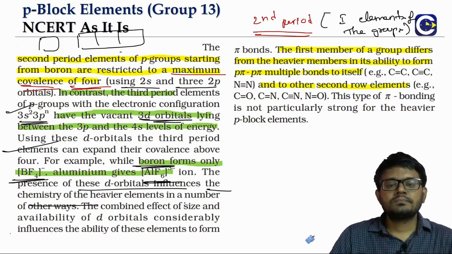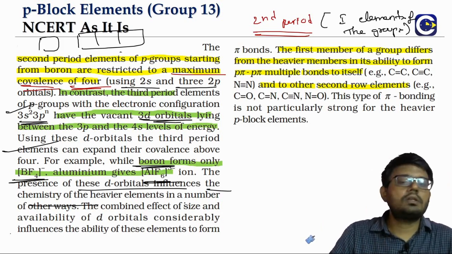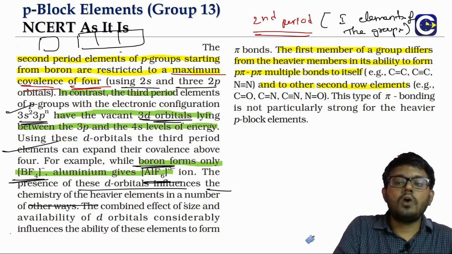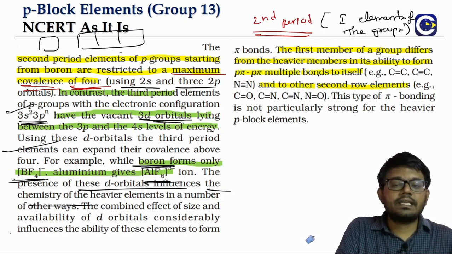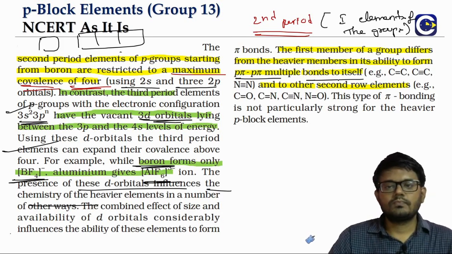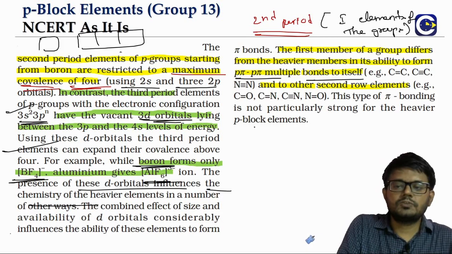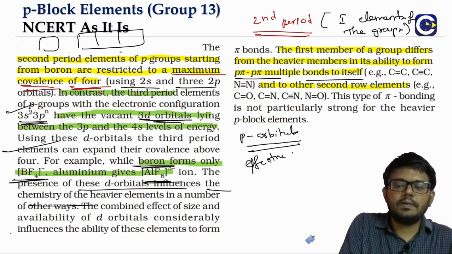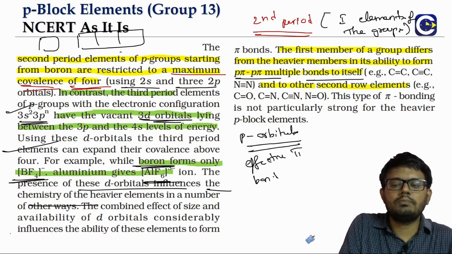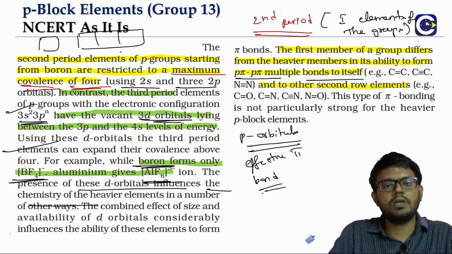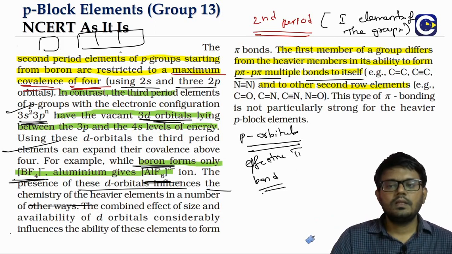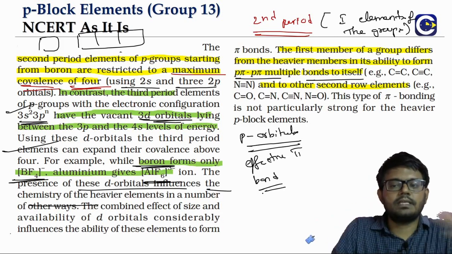And not only that, the first elements, because of their small size, will be able to form very strong and effective pπ-pπ multiple bonds. Because they are small in size, the p orbitals can be used for effective pi bond formation. Remember, the pi bond can be formed only by the pure orbitals, either p orbitals or d orbitals. So they can form pπ-pπ multiple bonds either to themselves or to other elements.